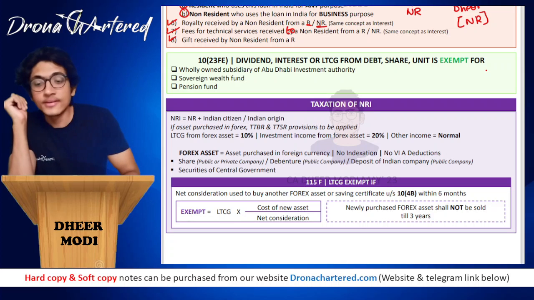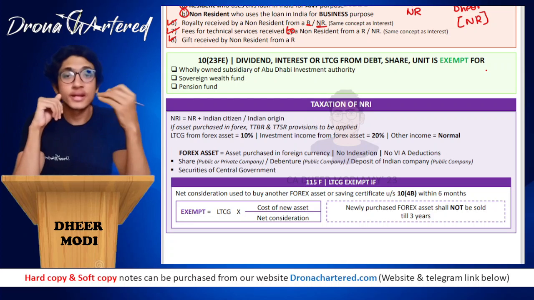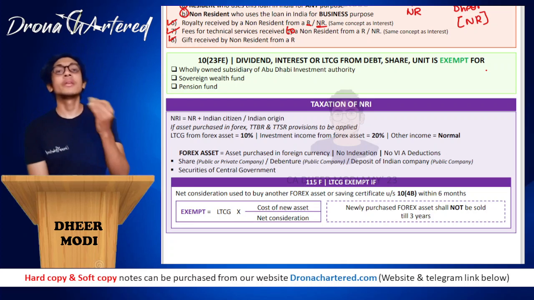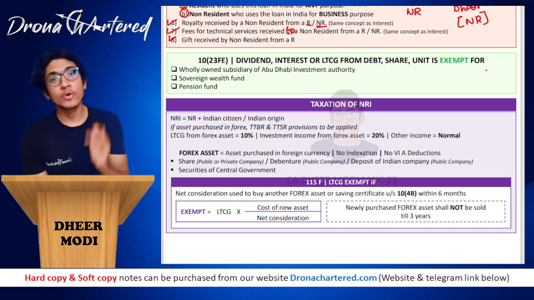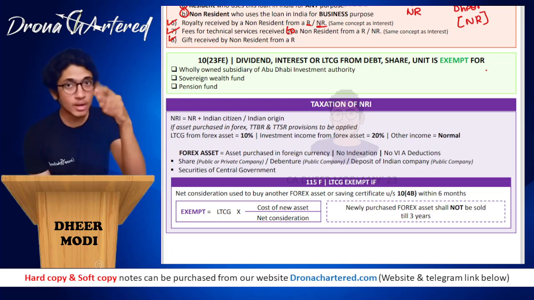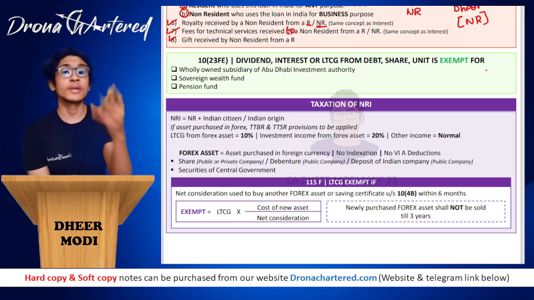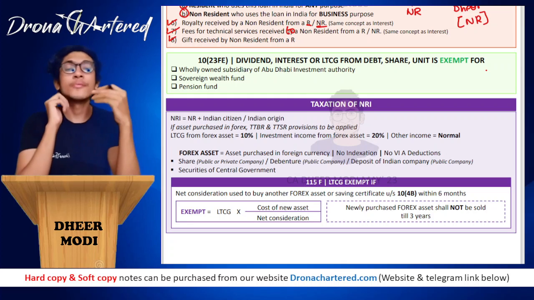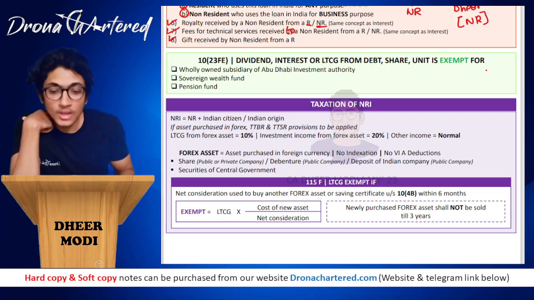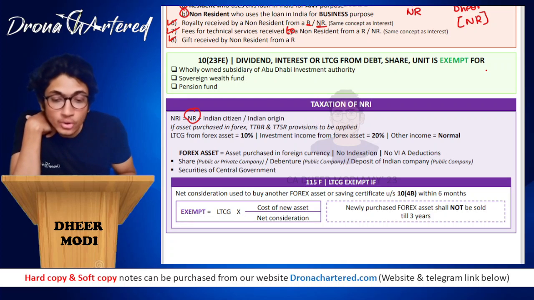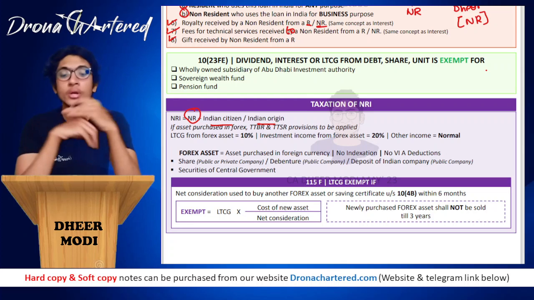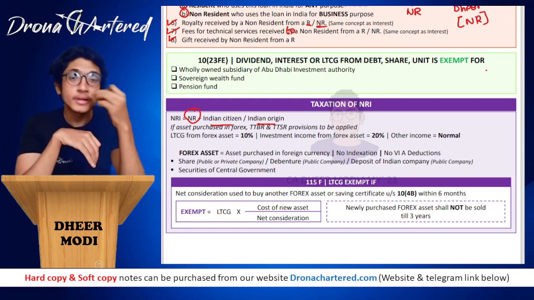Okay. Now next is taxation of NRI. NRI is non-resident Indian. So what is the difference between NR and NRI? NR we've already done. We figured out how to bifurcate NR, resident and resident and ordinary resident. So for taxation of NRI, first you have to identify who is an NRI. An NRI is a non-resident who is also an Indian citizen or of Indian origin. So a non-resident who is also an Indian citizen or of Indian origin will be treated as NRI, that is non-resident Indian.